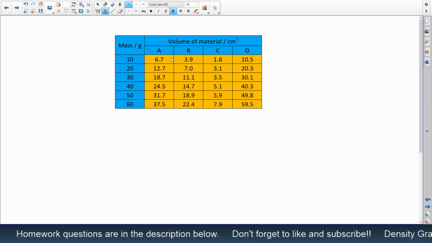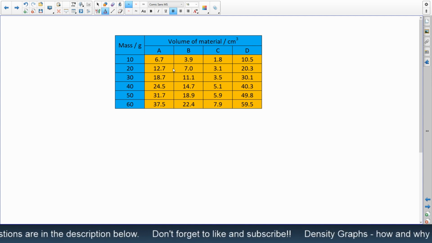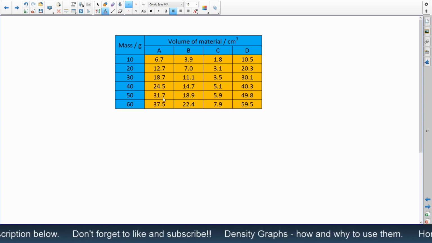And every time I got 10 grams, I plopped it into some water, and I got 6.7. And then when I had 20 grams, I got 12.7. And when I got 30 grams, I had 18.7. 40, I had 24, and so forth.